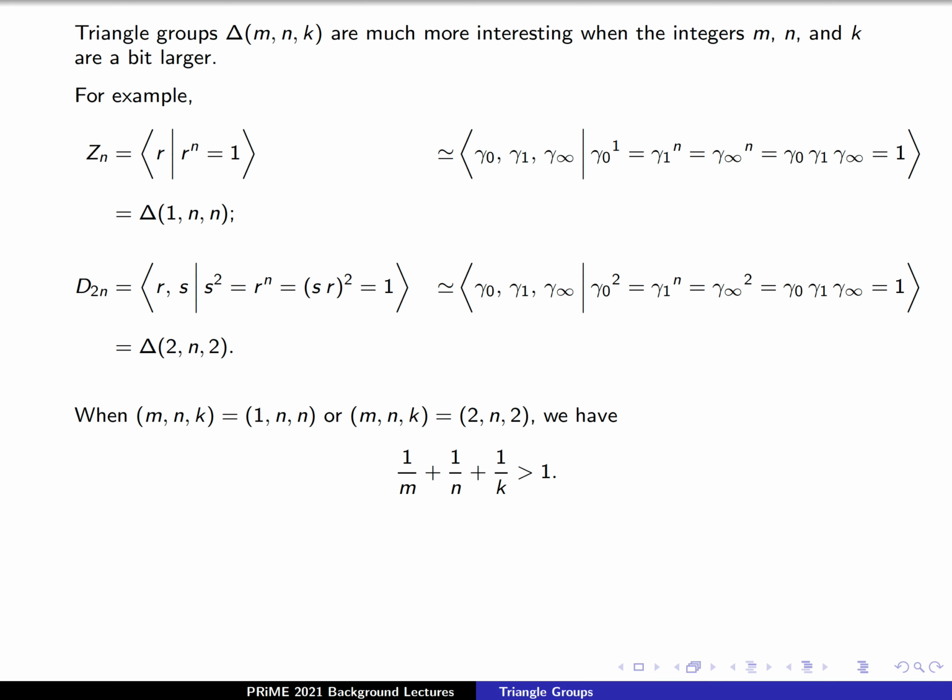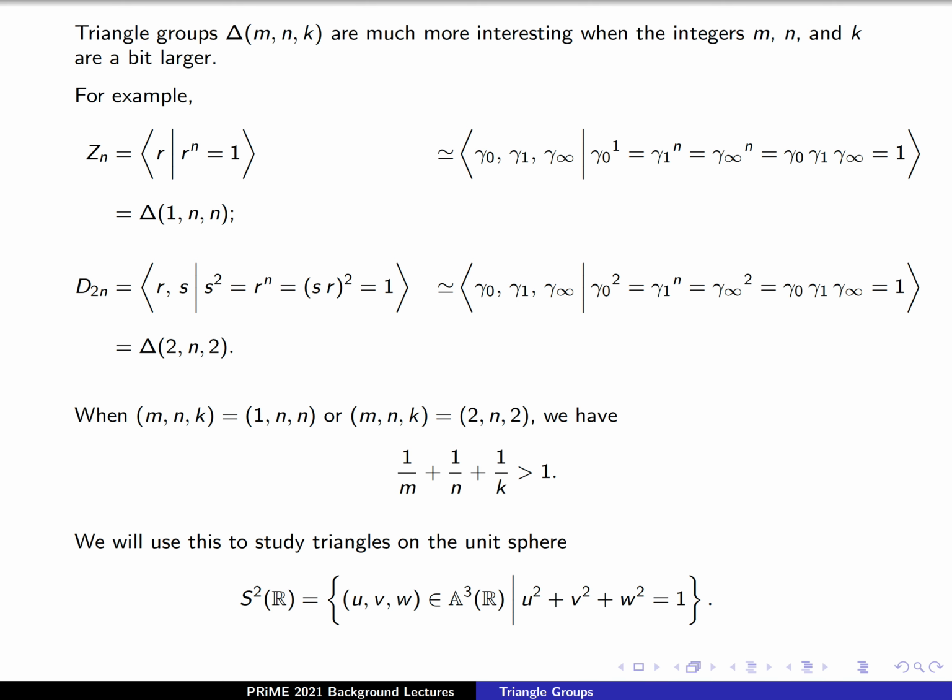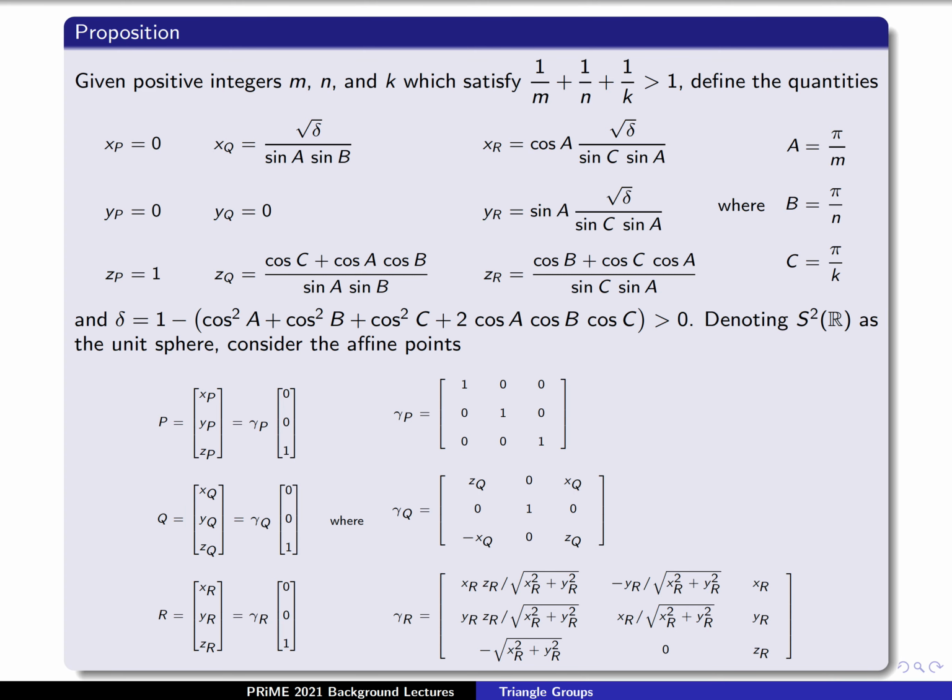In fact, notice that in both of these cases, the sum of the reciprocals is strictly greater than 1. We're actually going to use this to study triangles that, instead of drawing in the plane, we can draw on the surface of a sphere. So let's try to write the same proposition as before, but now by drawing our triangles in 3 dimensions.